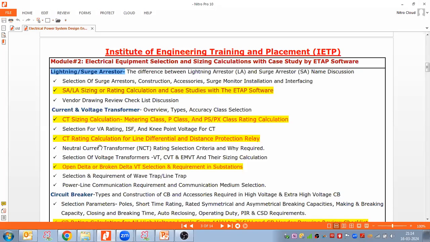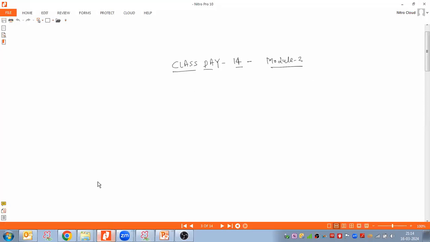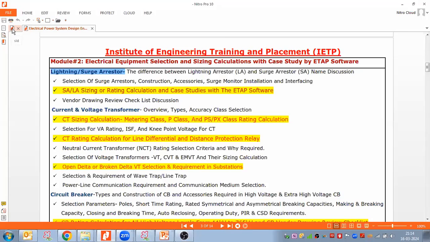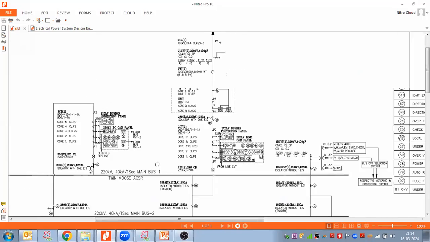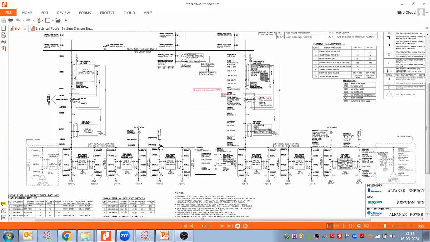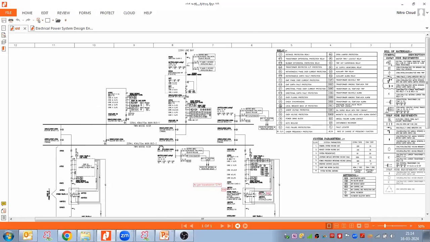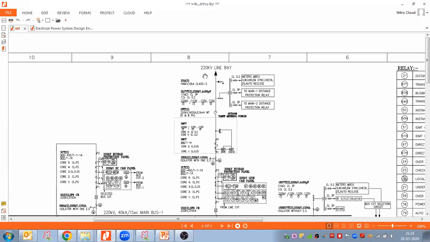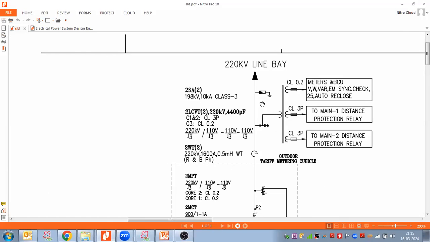So we are following the same sequence in which we prepare the single line diagram, and in which we install the equipment at the site. Let us have a look at the SLD, and then some site photos as well. This is a 220 by 33 kV SLD for a 300 megawatt power plant. Here we start from the line side. This is the first equipment that we have.